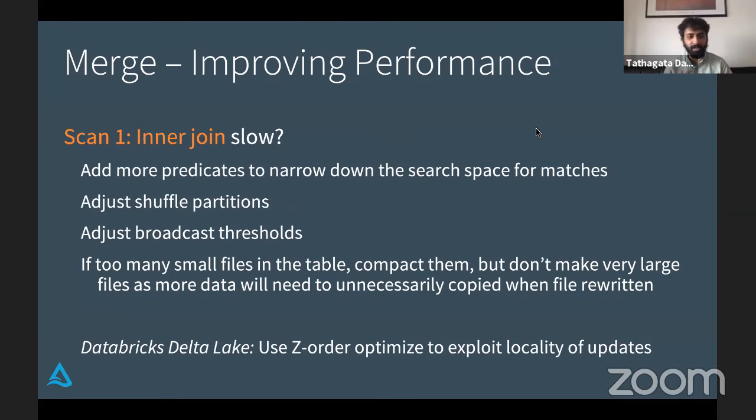And then again, Databricks Delta Lake has a few performance optimizations. The Z order optimizer that I mentioned earlier helps to sort the data in smart ways, which allows you to exploit the locality of updates. If your changes are going to be in a certain range of values only for a particular column, then you can Z order optimize by that column to get better locality, so that a smaller number of files are touched and need to be updated.